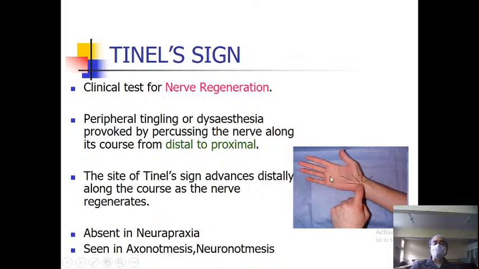It indicates regeneration. And as all of you know, this is absent in case of neuropraxia, because there is no anatomical loss. Unless the nerve is cut or an axon is cut, there is no question of any regeneration. If there is no regeneration, then Tinel sign is absent. Just remember that. That's why Tinel sign is absent in neuropraxia.